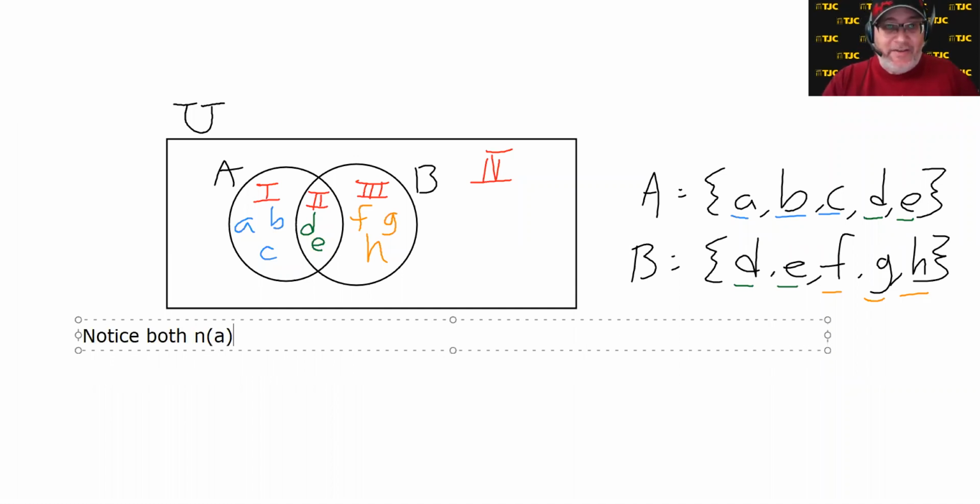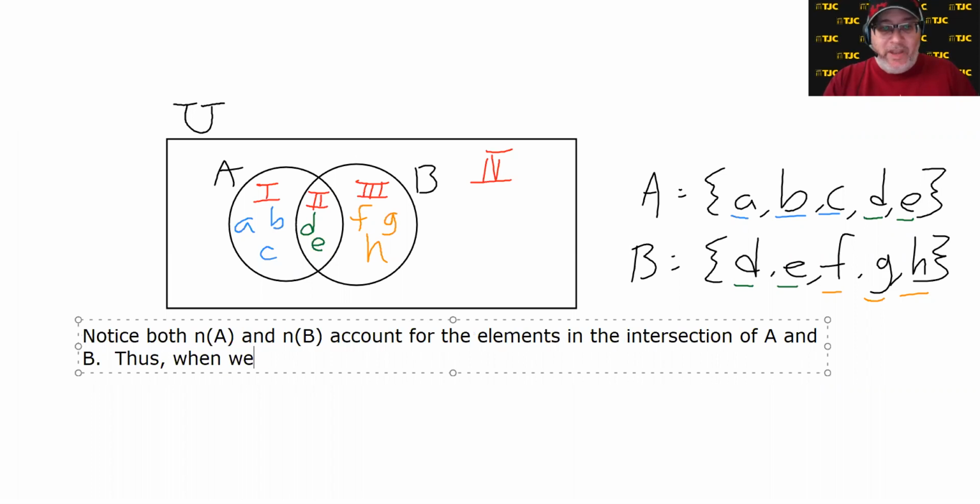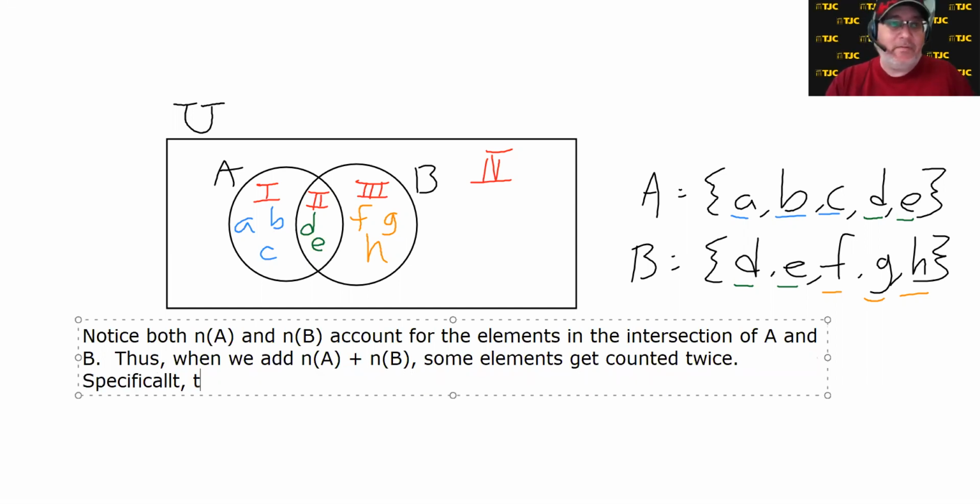Notice both cardinality of A and cardinality of B account for the elements in the intersection of A and B. Thus, when we add cardinality of A plus cardinality of B, not just some elements, specifically the elements in the intersection, A intersect B, get counted twice. I don't like using a lowercase n for intersection, but when typing it, it works in a crunch.